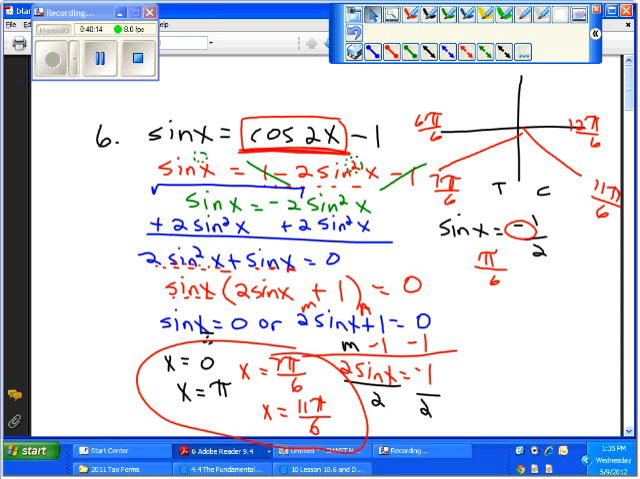4 values between 0 and 2 pi that would satisfy that equation. Any questions on number 6? Okay. Well, we'll stop there and we'll get to the other two in another recording. Good stuff. That brings a lot of algebra into the trigonometry that we're trying to do.